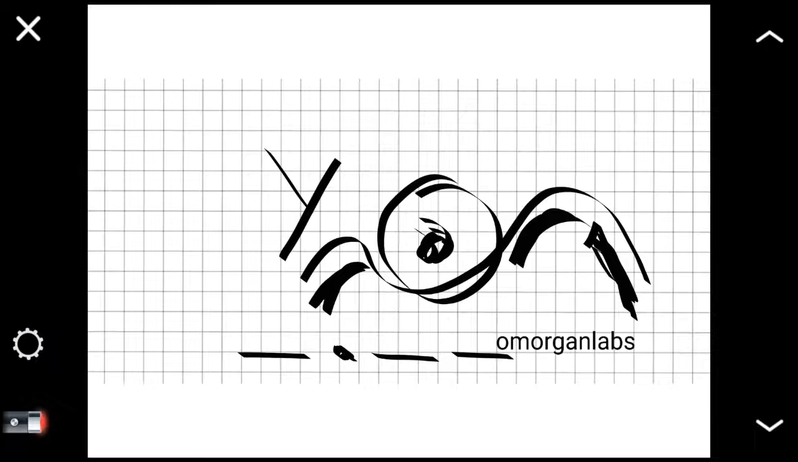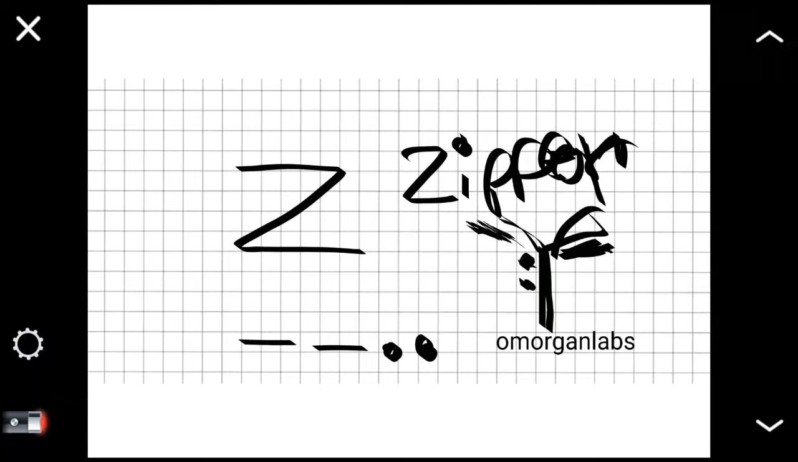Y for yo-yo. You think of a yo-yo, dash, dot, dash, dash. It's like an extension of that W Morse code, but dash, dot, dash, dash for Y.